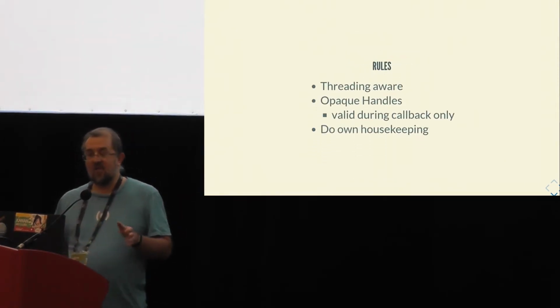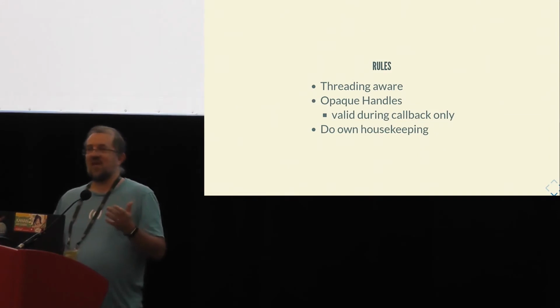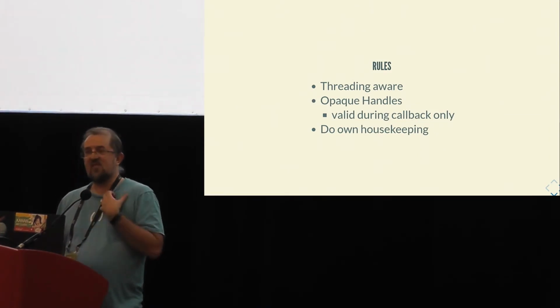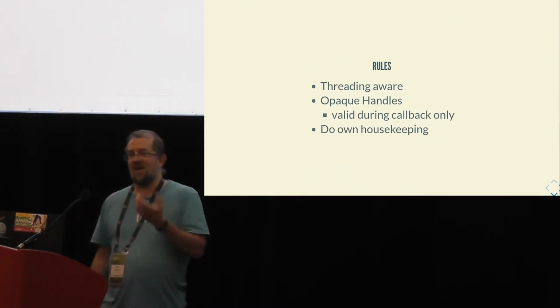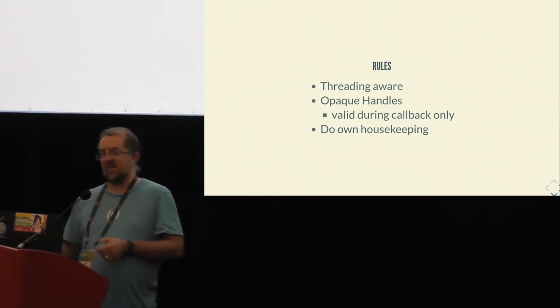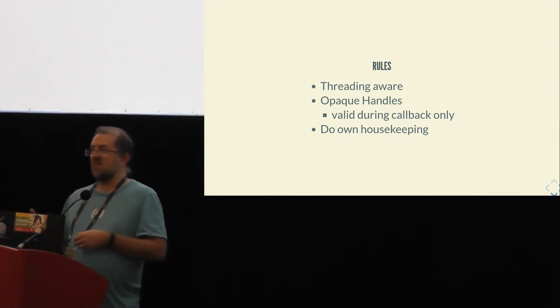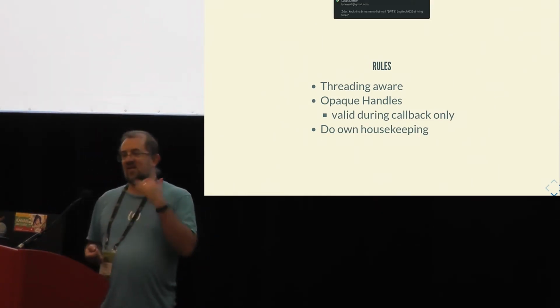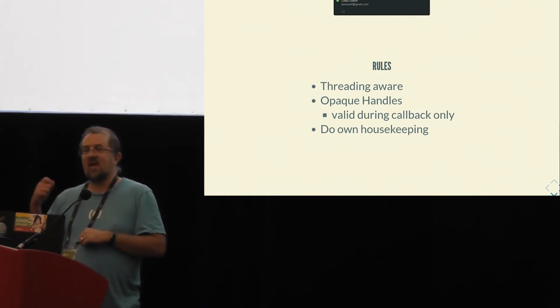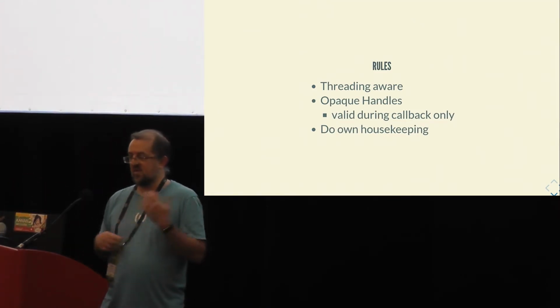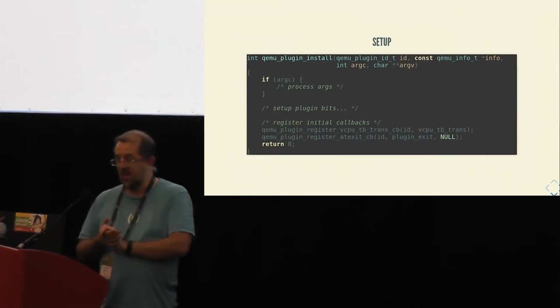So the plugin API, a couple of rules. Plugins have to be threading aware. TCG for a long time has been multi-threaded. We don't do any hand-holding for you, so if the plugin has shared data structures, it needs to deal with its own locking. The opaque handles I've already mentioned. These are only valid during the callback, so any information you want to get out, you need to copy into your own structures. So you need to do your own housekeeping.